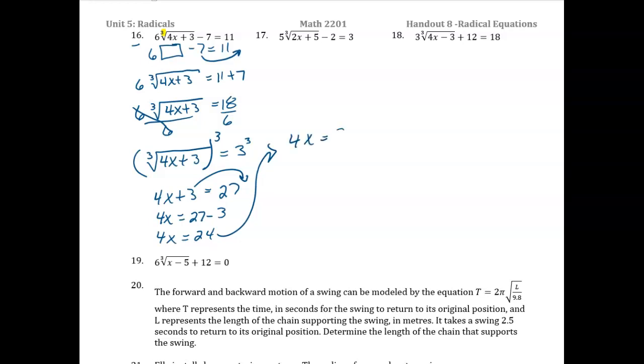So you get 4x equals 24. I just brought it up here because I was going to run out of space. Divide both sides by 4 because you do the opposite of multiplying. Division. There you go. X is 6.